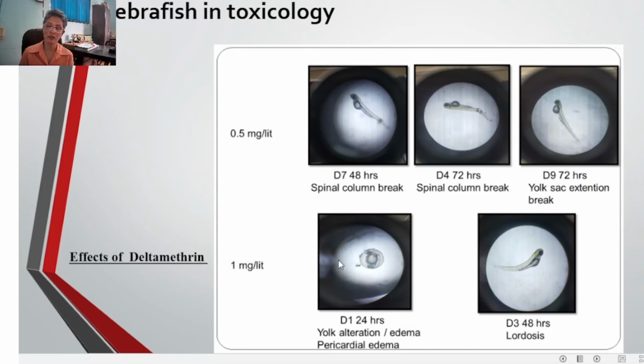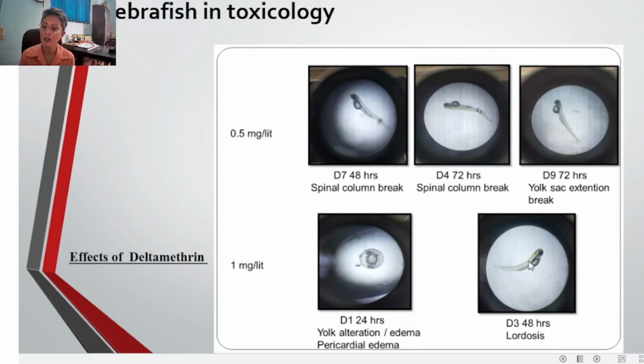Normally the hatching of the zebrafish will be there within 24 hours. Because of the yolk alteration, the edema will be there, and pericardial edema you can see here, and late hatching is there. After 48 hours, on day 3, the lordosis you can visualize.